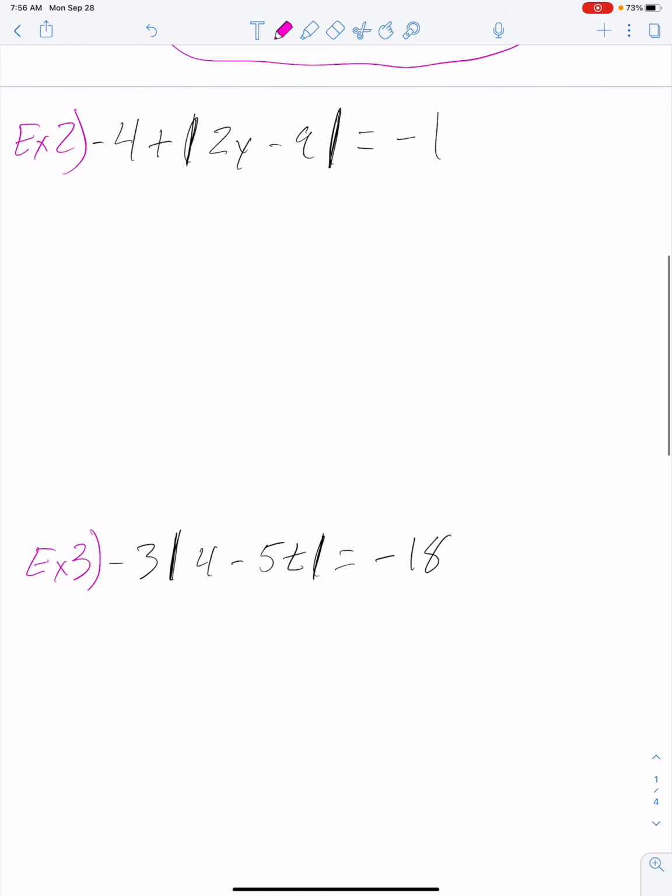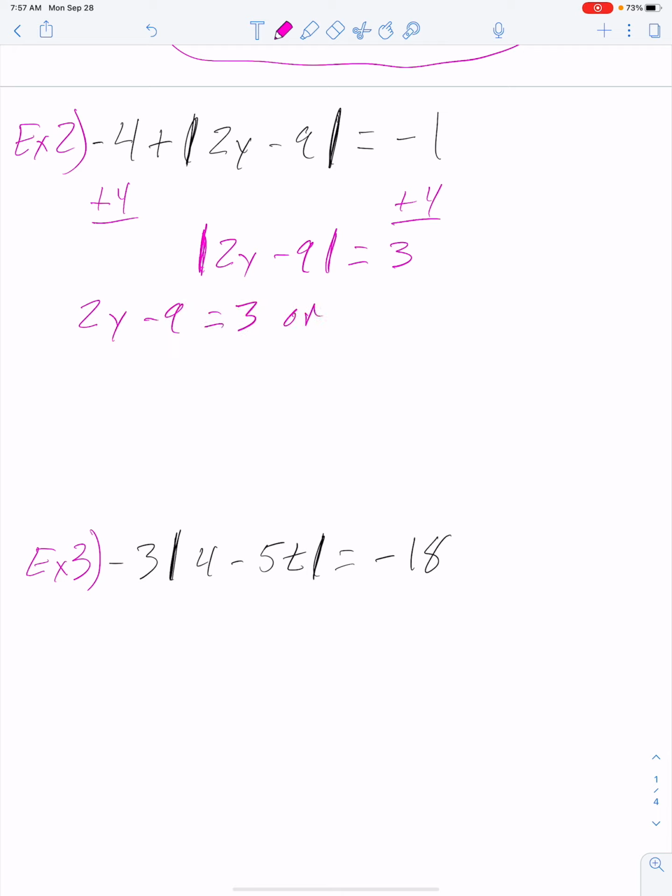From here, only a couple more things can really happen when we're dealing with an absolute value. We can have values outside the absolute value. And in those cases, we try to isolate the absolute value before we start taking our 2 cases. So, in example 2, before I can start identifying the potential positive and negative absolute value, I've got to add 4 to both sides. Once I've added 4 to both sides, I end up with the absolute value of 2y minus 9 equals 3.